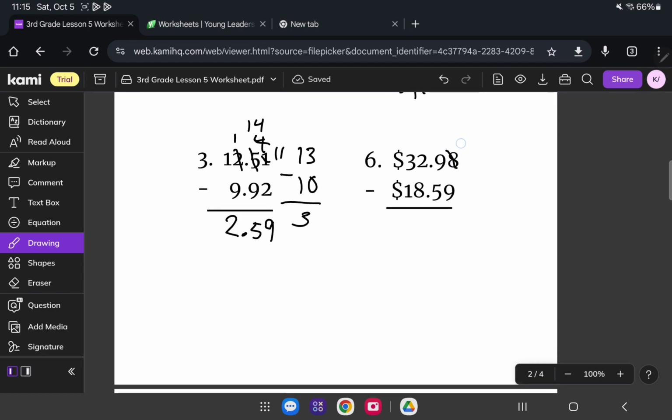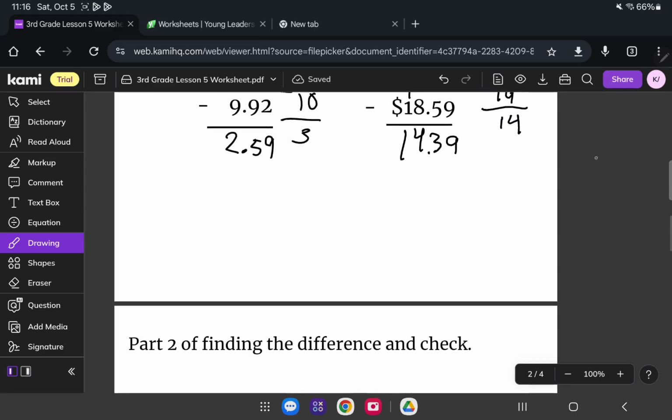Alright, borrow a 10. 18 minus 9 is 9. 8 minus 5 is 3. Borrow a 10. 12 minus 8 is 4. 2 minus 1 is 1. And then we round this one up, 33. We round this one also up, 19. And when we subtract that, we should get 14.